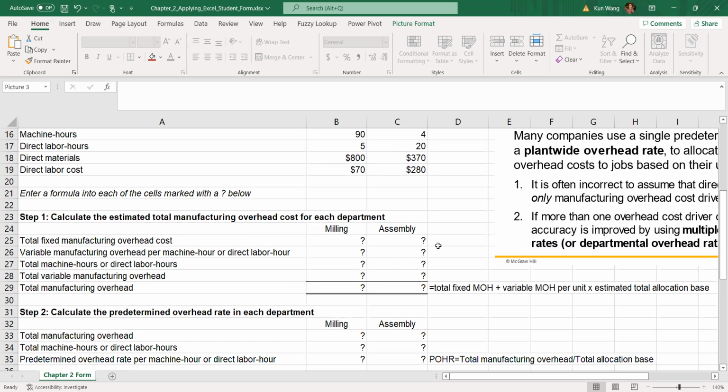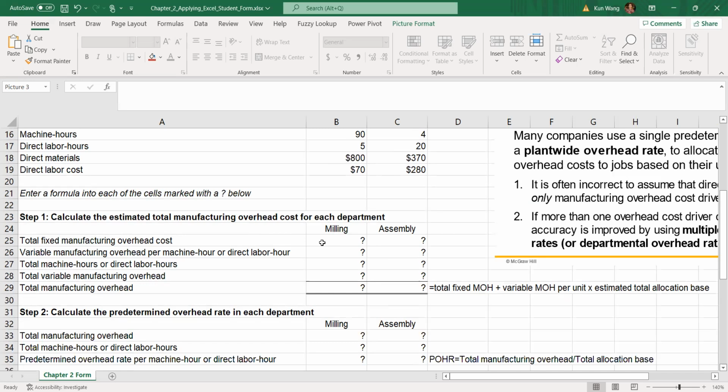So step 1, they already indicate the purpose. It calculates the estimated total manufacture overhead cost for each department, not the rate yet. So it's broken down into different components. First, the total manufacture overhead cost will be the numerator, or the top, in our rate formula later. So let's do the meaning, and then we can paste the formula to the assembly department.